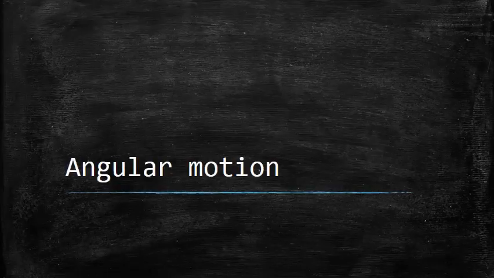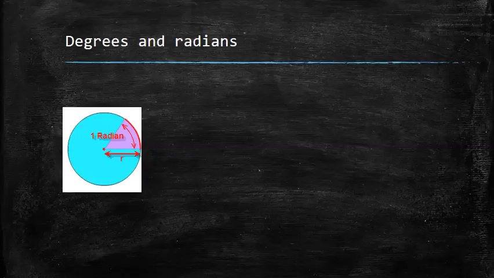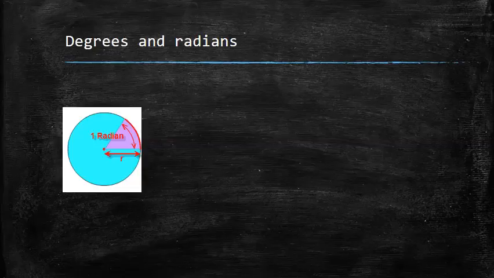This video will be on angular motion, so I'll be talking about angular velocity, angular acceleration, tangential velocity and tangential acceleration. Now, because we're looking at motion in a circle rather than in a straight line, we might think that we could take our measurements in degrees, but measuring in degrees doesn't really tell us how far we've travelled, which is why we use radians instead.